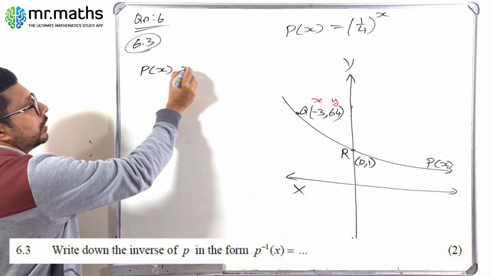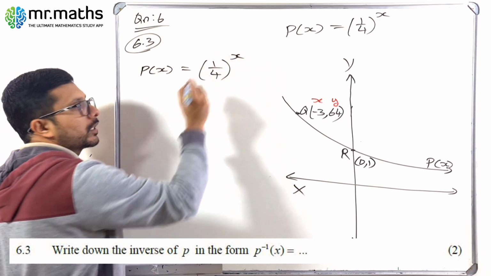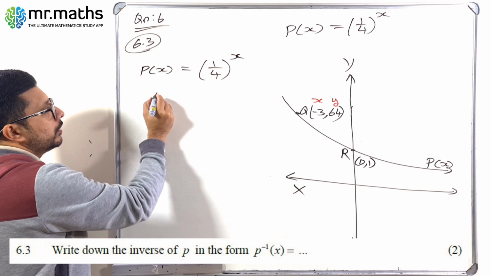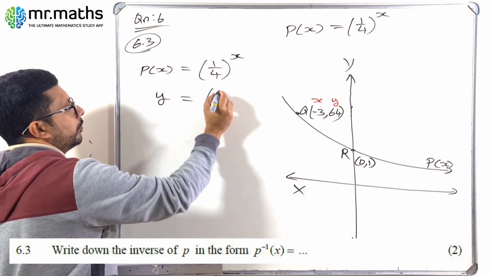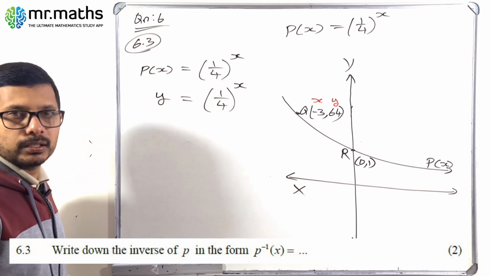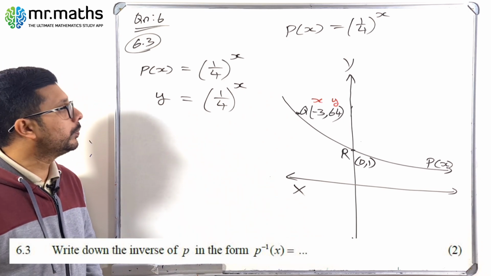P of x is equal to (1/4)^x. We know that p of x is a function, so y is equal to (1/4)^x. Now the question is, you have to write the inverse of this p of x.